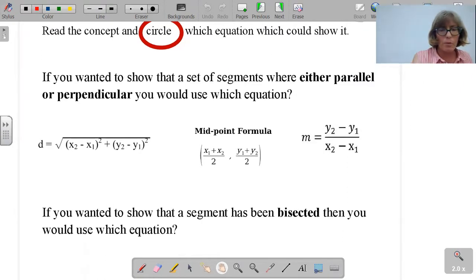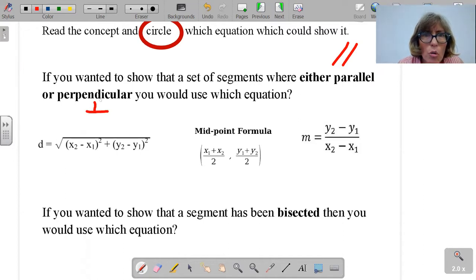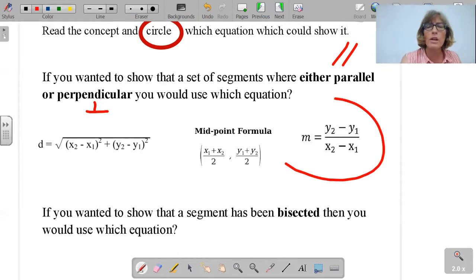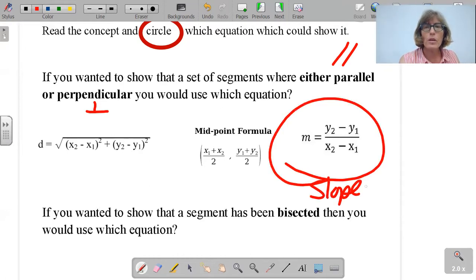So for example, if you wanted to show that segments were either parallel or perpendicular, which one of these 3 equations would you use on a coordinate plane? I'll give you 5 seconds to circle. Parallel and perpendicular are both tilt issues. So what shows tilt would be slope. Slope gives the meaning of tilt.